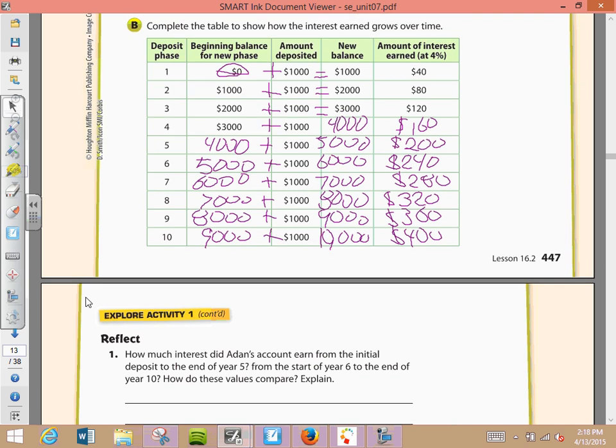So how much interest did Aiden's account earn from the initial deposit to the end of year 5? How much interest did he earn? 160? To the end of the 5th year. You go to year 5 and you look at the interest, and he earned 200, not 160. That's at the end of it. It's 200. All right, from the start of year 6 to the end of year 10, how much was it?